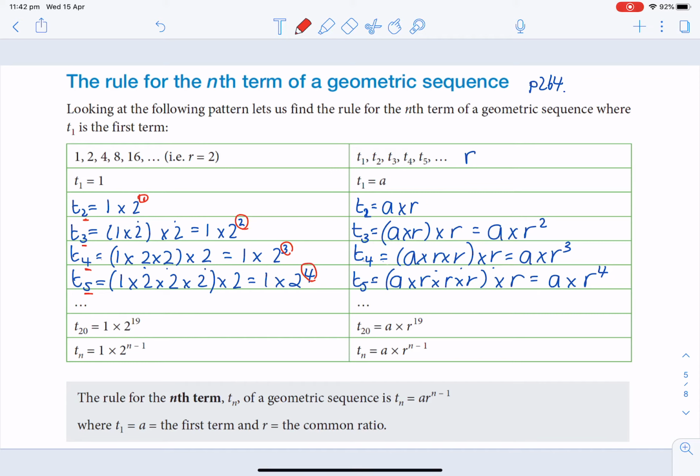In the second column, I'm going to just jump down to the 5s. As you can see again, my T5, my n value is 5, my R value is 4. So my formula for this, when I have T of n, it's equal to A times R to the n minus 1, so 1 less than what that n value is. The rule for the nth term, T of n, of a geometric sequence is Tn equals A R to the n minus 1, where T1 equals A, the first term, and R is the common ratio.